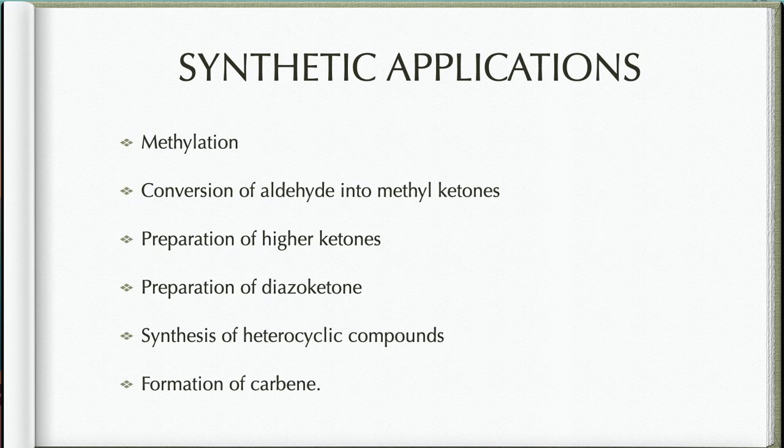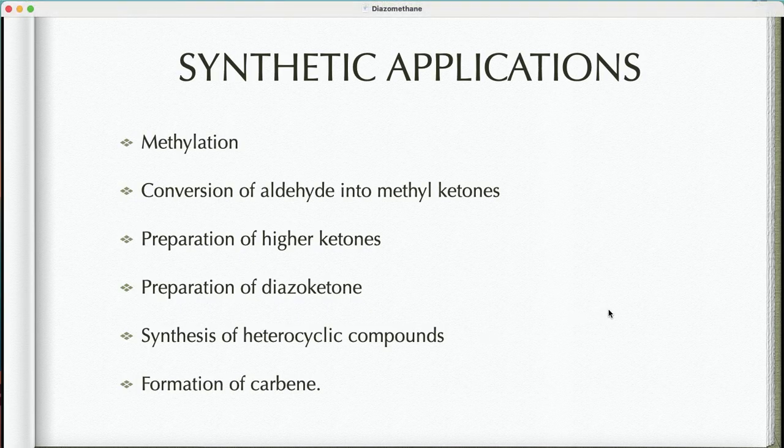Let us see the synthetic applications of diazomethane. Diazomethane is used for methylation. Second, it is used for conversion of aldehyde into methyl ketone. Third, it is used for preparation of higher ketones. Fourth, it is used for preparation of diazo ketones. Fifth, it is used in the synthesis of heterocyclic compounds. Last, it is used in the formation of carbene. Let us see one by one.